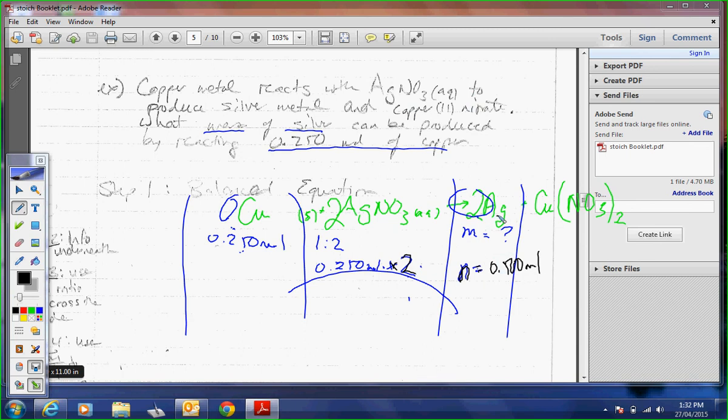Does the question ask how many moles of silver? No, the question asks how much mass of silver. So can I go from number of moles to mass? Yeah, quite easily, right? So what do I need to do, Liam? What do you need to look up? The molar mass of silver. Good. So mass is equal to my number of moles times, what's your molar mass of silver?